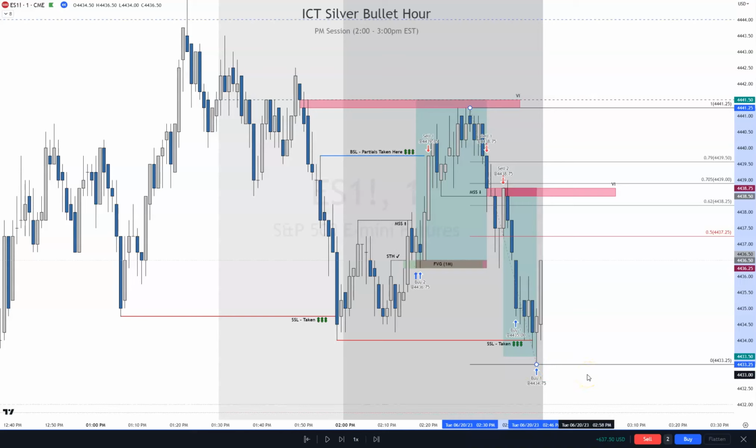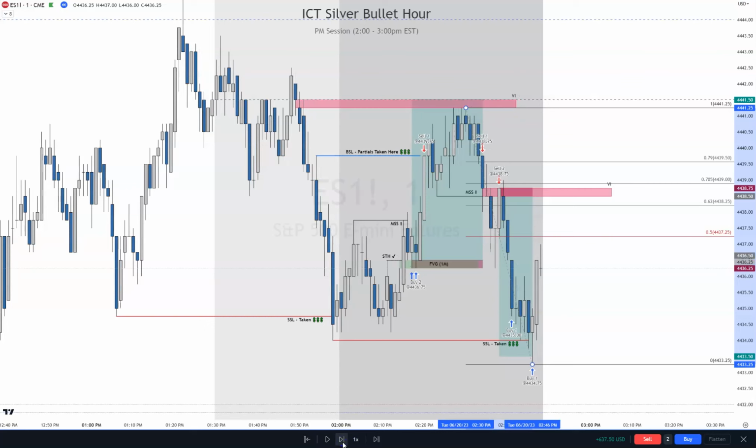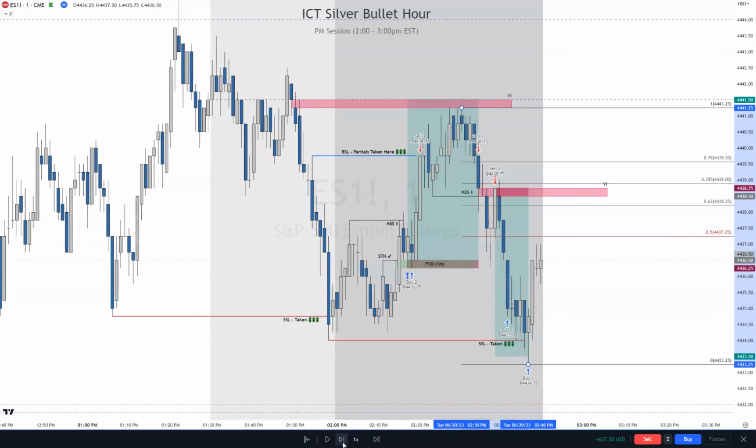Why not go higher? Because for me, it did need to take out this swing high here to be a market structure shift. I'm not counting this as a market structure shift. This little one is not a market structure shift for my rules. So I'm still bearish. This is just a pullback for me.